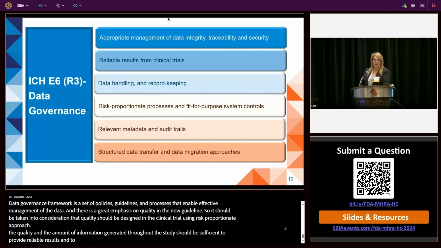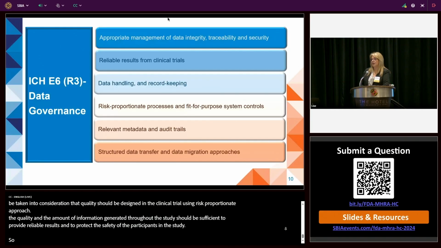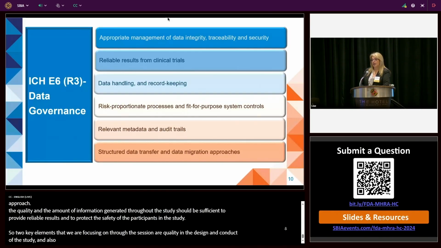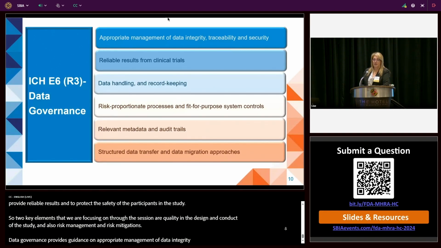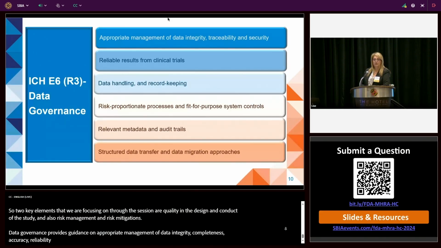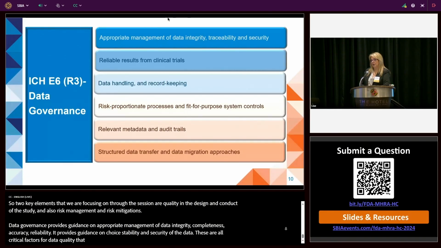So two key elements that we are focusing on through this session are quality in the design and conduct of the study, and also risk management and risk mitigations. Data governance provides guidance on appropriate management of data integrity, being completeness, accuracy, reliability. It provides guidance on traceability and security of the data. These are all critical factors for data quality that would allow accurate reporting, interpretation, and verification of the trial results.